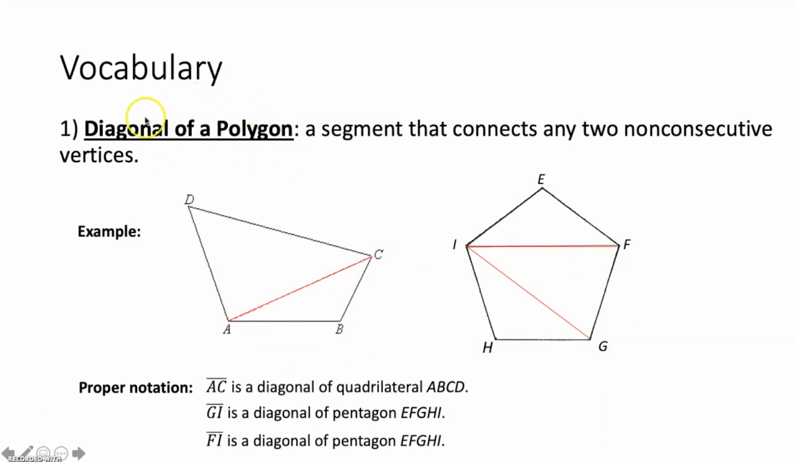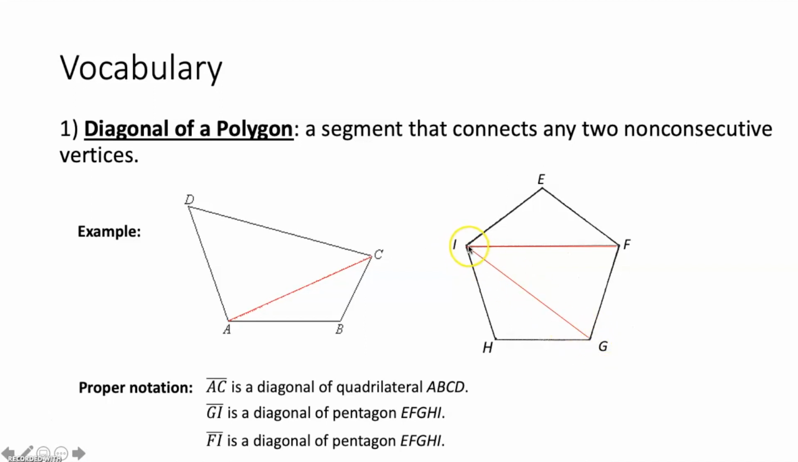But to create a diagonal of a polygon, we want two non-consecutive vertices. So that would be like connecting vertex B and D, or A and C, as you can see with this red segment right here. Same thing over here with this pentagon. If I were to connect vertex I and G, I create a diagonal of this given pentagon, segment GI or IG.